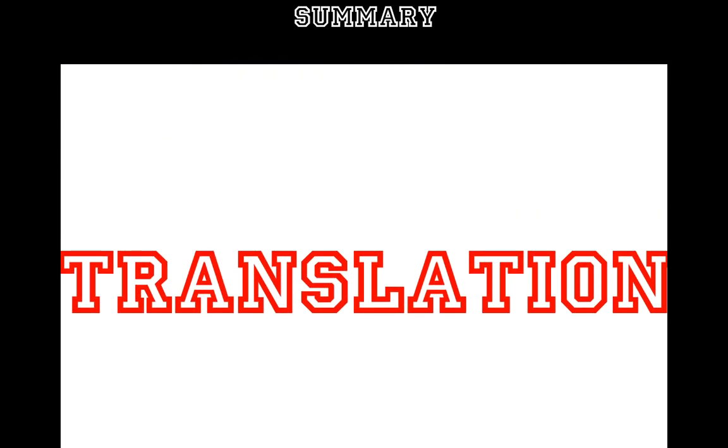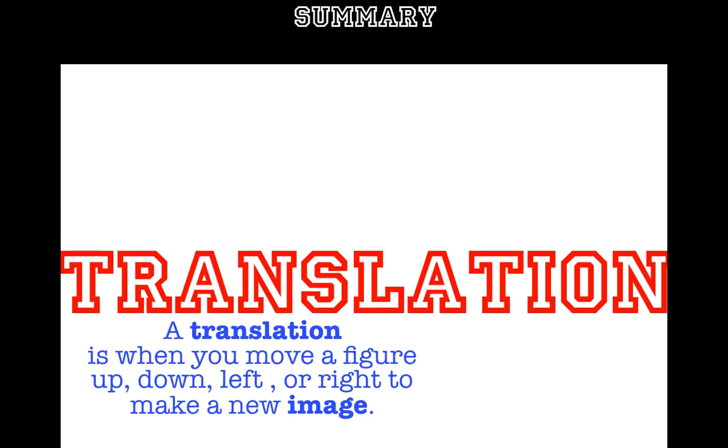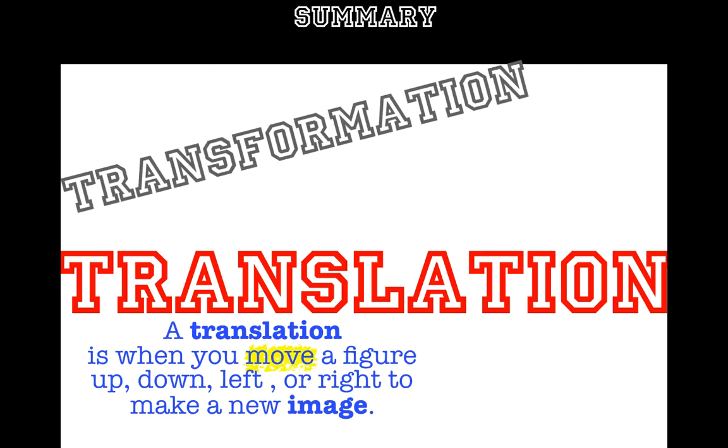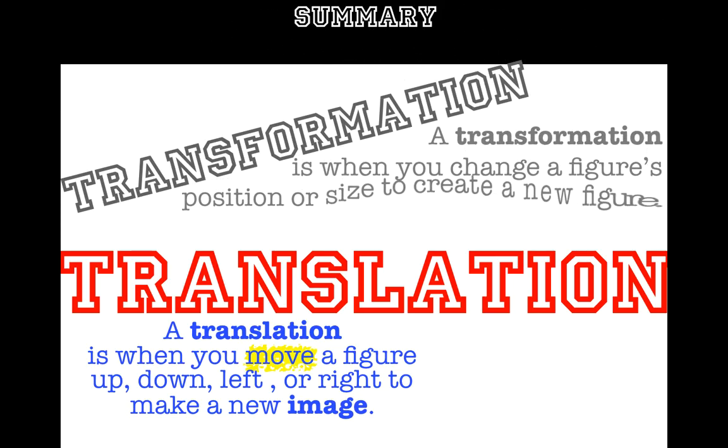So to summarize, a translation is just when you move something up or down or left or right to make a new image. So a translation is a move. That's the first type of transformation. There are other kinds of transformations where you change the position or the size to create a new image as well. But for now, we're just going to worry about translations, where you scoot things around a little bit.